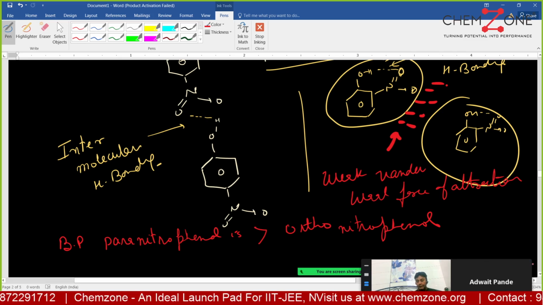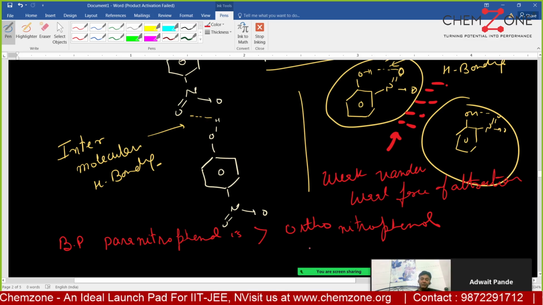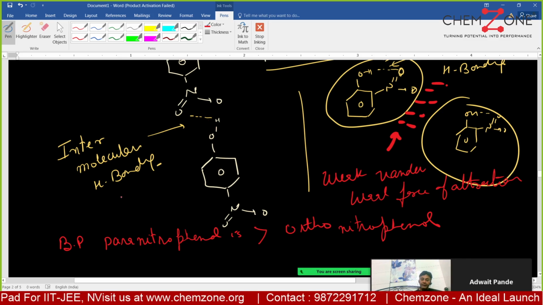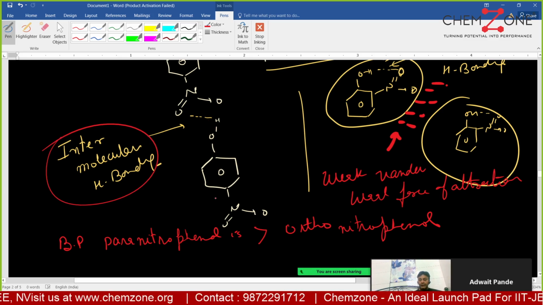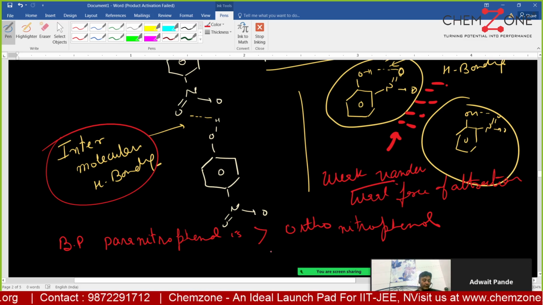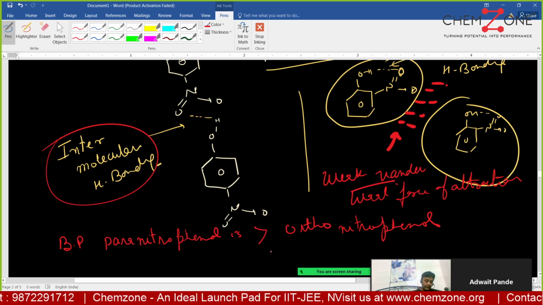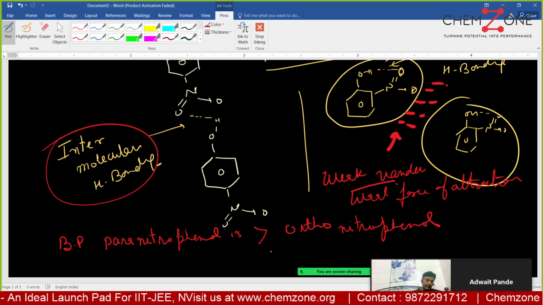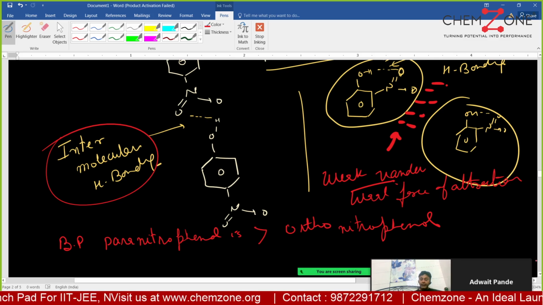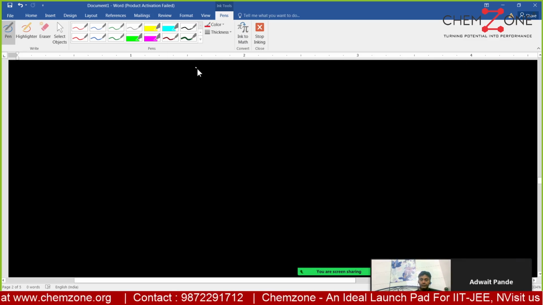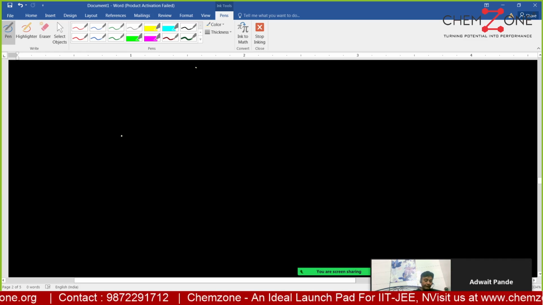Right. So now I'm telling you the application of hydrogen bonding. In case between two molecules there is an intermolecular hydrogen bonding, and here between the two molecules there is a weak van der Waals. Hydrogen bonding is stronger, and that is why paranitrophenol has a higher boiling point as compared to orthonitrophenol. Understood.